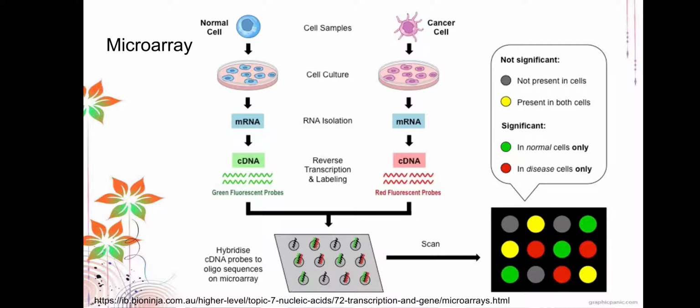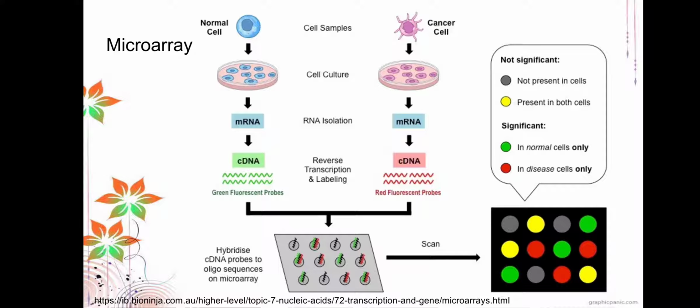So in a microarray, you have your normal cell and you have your cancer cell. So you have two cells that are being compared. These two cells can be a normal or a diseased cell. This cell can be, for example, one cell on one part of the body versus another cell on another part of the body, or it can be a cell in a different state, active or inactive.